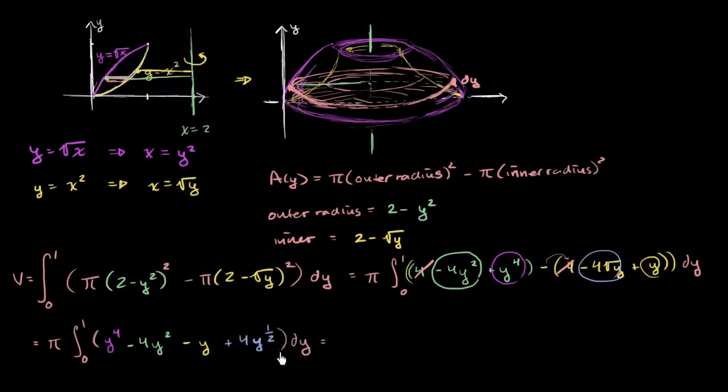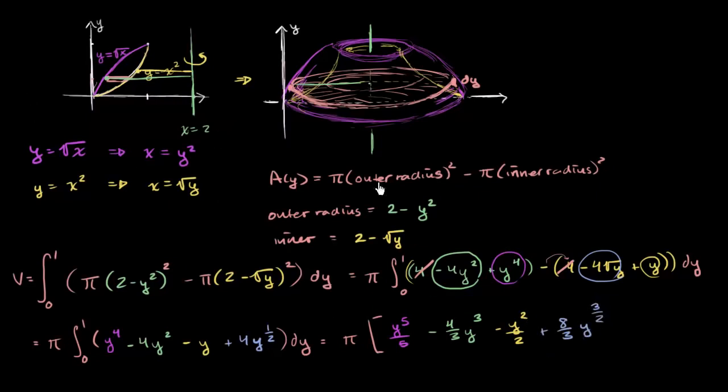Now we're ready to take the antiderivative, so it's going to be equal to pi times the antiderivative of y to the fourth, which is y to the fifth over 5. Antiderivative of negative 4y squared is negative 4/3 y to the third power. Antiderivative of the negative y is negative y squared over 2. And then the antiderivative of 4y to the 1/2, we're going to increment, it's going to be y to the 3/2, multiplied by 2/3. We're going to get plus 8/3 y to the 3/2. And yep, that all works out.